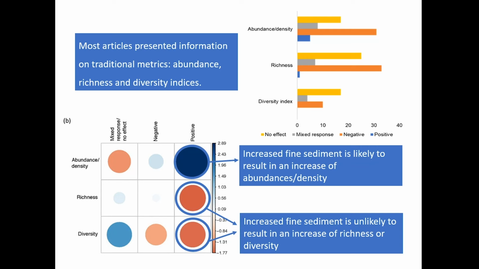And essentially what this shows us is that an increase in fine sediment is likely to result in an increase of abundances or density, and an increase in fine sediment is unlikely to result in an increase of richness or diversity. And this is definitely supported by what we know from the literature in high sediment environments where there's low oxygen exchange and a very homogeneous habitat. We tend to have taxa persist which are very small in size and tend to persist in high numbers, and these dominate, having relatively low diversity of other different taxa.